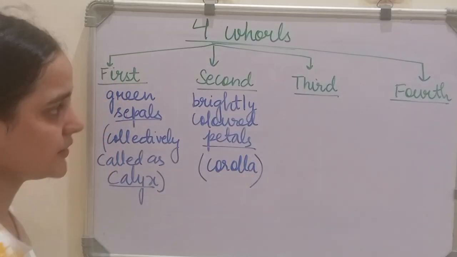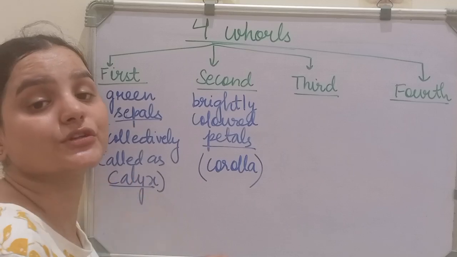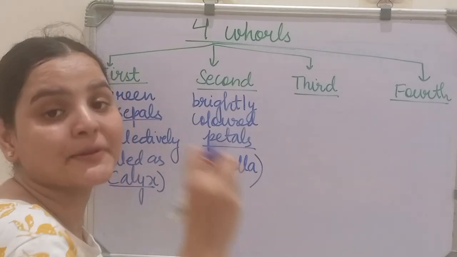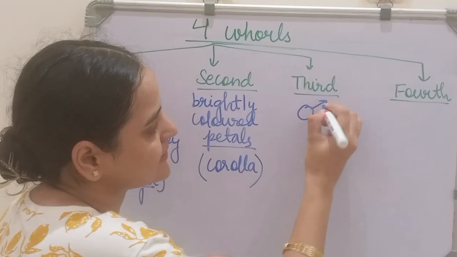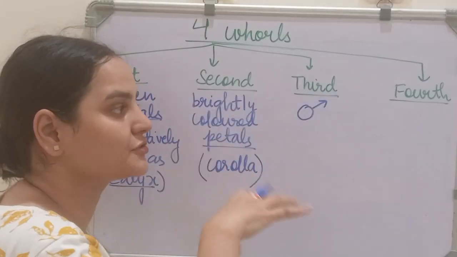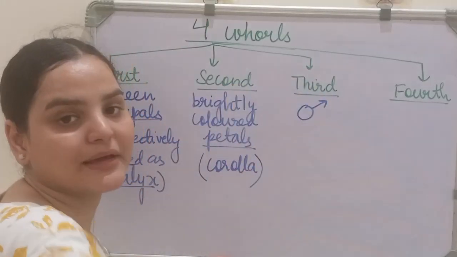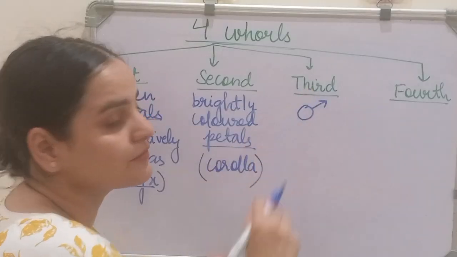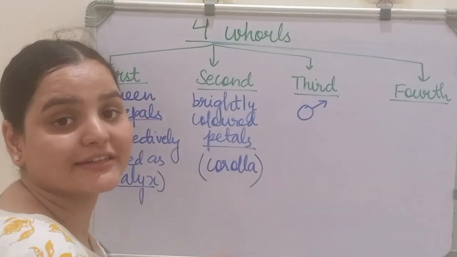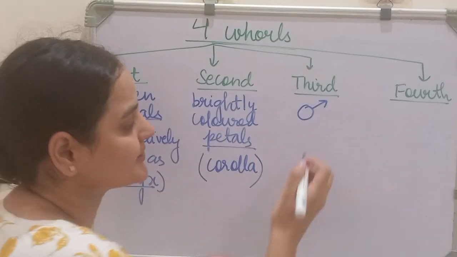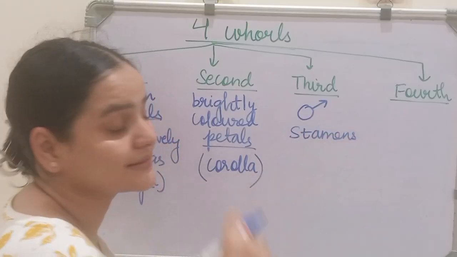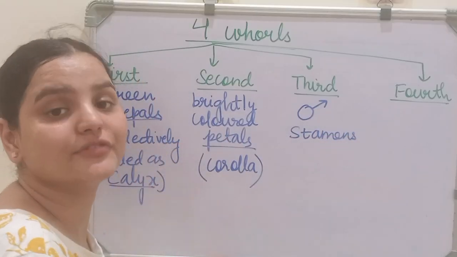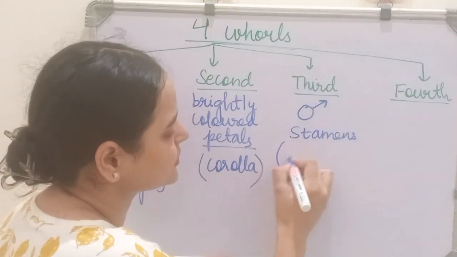Now the third whorl consists of the male reproductive part. The symbol for the male reproductive part is like this. This is the symbol just to represent that it is the male part. So the third whorl includes the male reproductive part, which are known as stamens, and the stamens are collectively known as androecium.